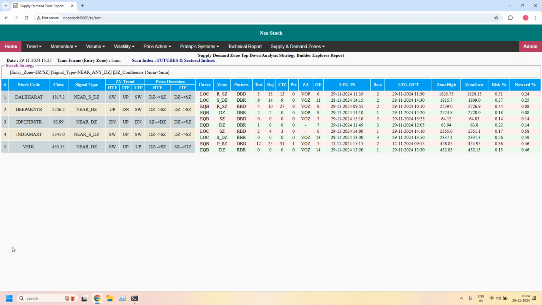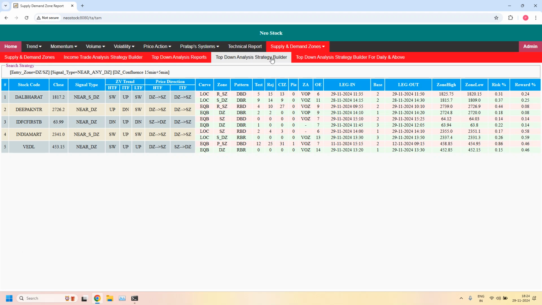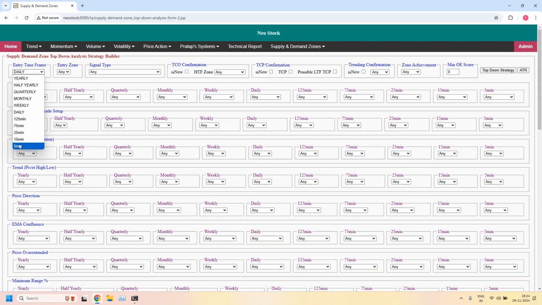In all these 5 stocks, these are all 5 minutes demand zones. But these 5 minutes demand zones are part of the 15 minutes demand zone. They are overlapped with 15 minutes demand zones. That is what zone confluence. That is LTF and ITF zone confluence. Demand zone confluence.